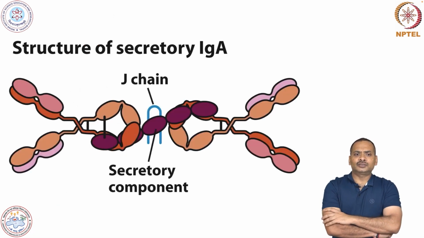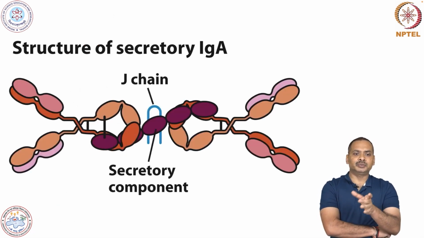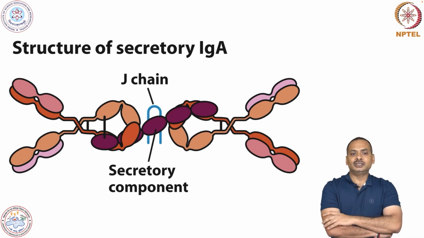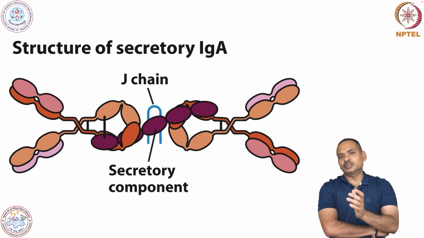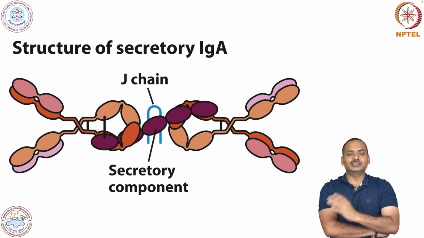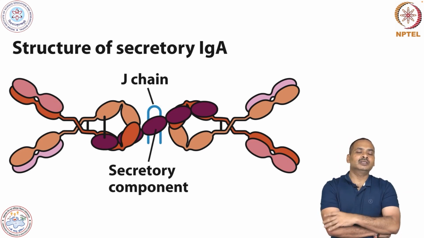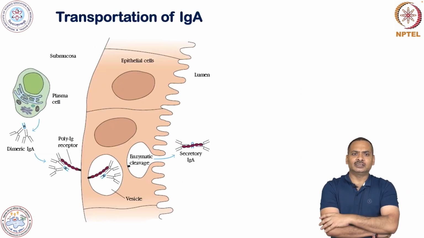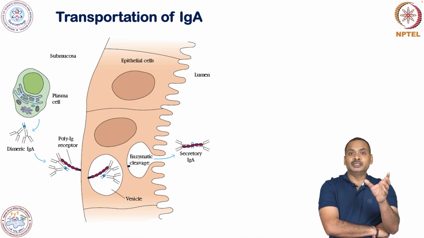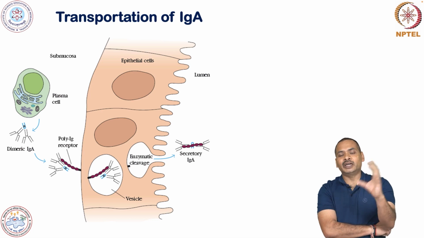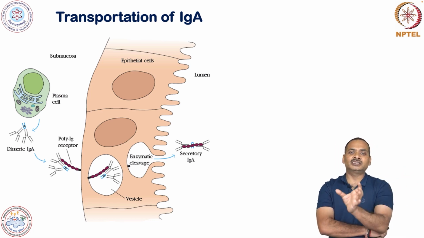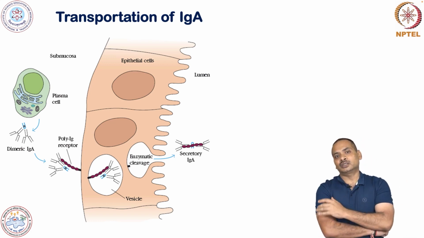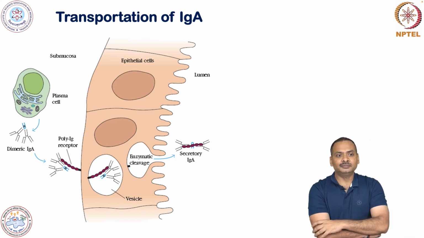So this is the structure of IgA. This has a secretory component or J chain, and this is very important for the transportation. So IgA undergoes transcytosis. This is transported across the membrane. Here you can see how the transportation of IgA is taking place. There is a polyimmunoglobulin receptor which binds with this dimeric form of IgA, and then there will be a transcytosis, and then it is transported across the cell layer.